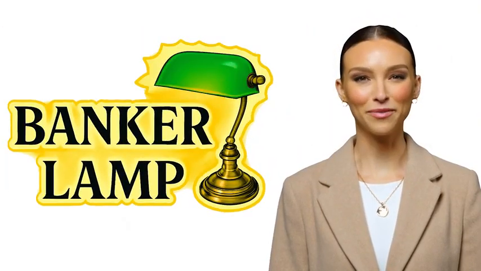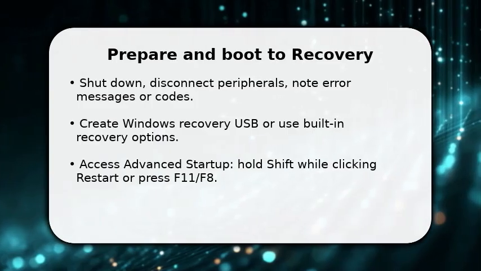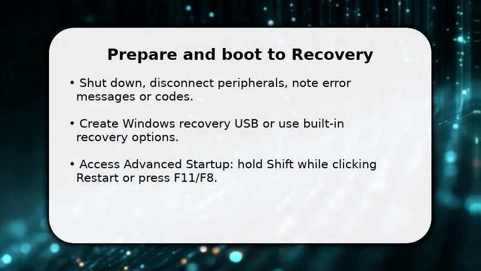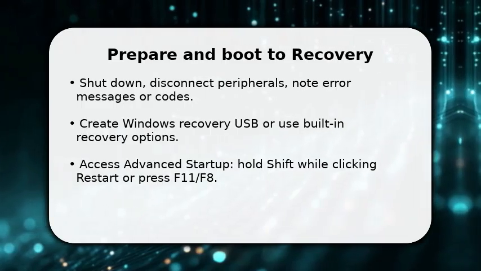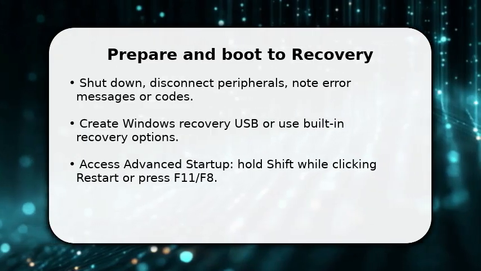You're starting recovery now. First, power off and unplug extra devices to avoid interference. Note the exact error text so you can track fixes. Insert or prepare a Windows Recovery USB or use the built-in Advanced Startup.